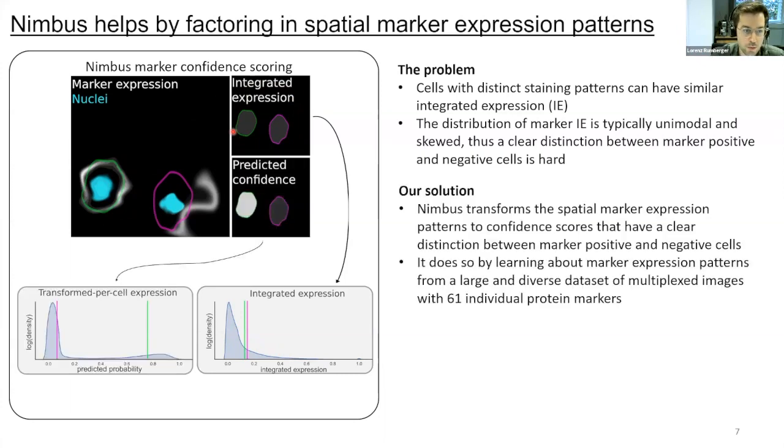But with our solution, which is in essence a data transformation, the different spatial marker expression patterns are accounted for and factored in. And when you use Nimbus to predict if a cell is positive or not for a given marker, this transformed per cell expression becomes a bimodal distribution. And it's really easy to say, well, there should be some cutoff over here where the cells on the left-hand side are negative and the cells on the right-hand side are positive in this KDE plot.